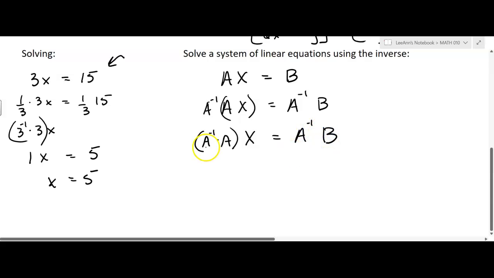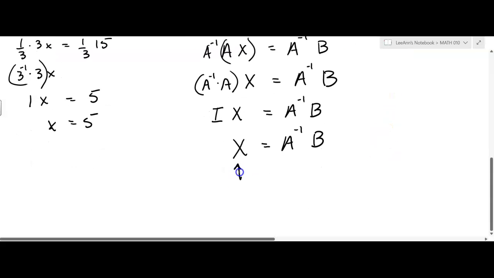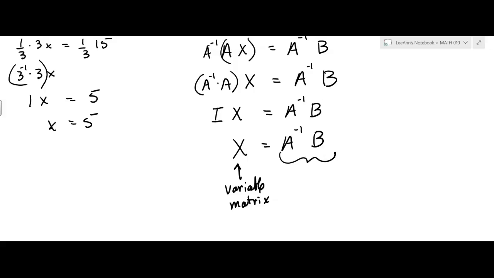And then what is A inverse times A? Well, that's the identity matrix, right? But what's the identity times X? Well, that's X. So X equals A inverse B. And so you have your variable matrix equaling whatever this is. Okay, so that's the idea for solving the system. So we're going to show you with a 2 by 2, and then we're going to show you with a 3 by 3.